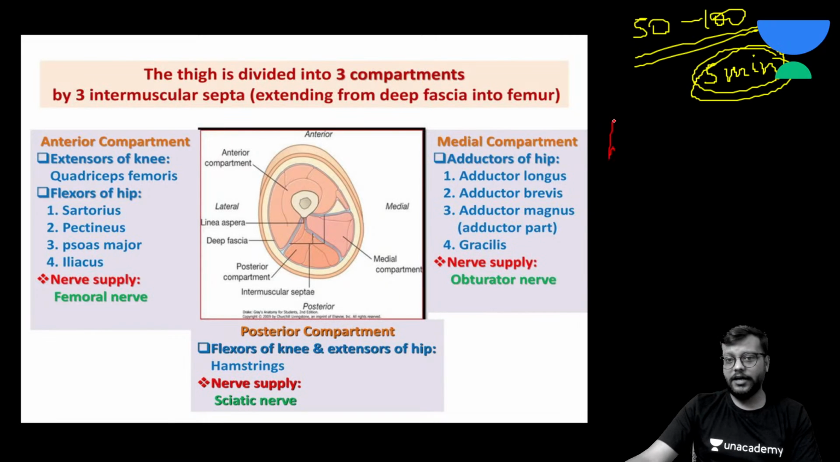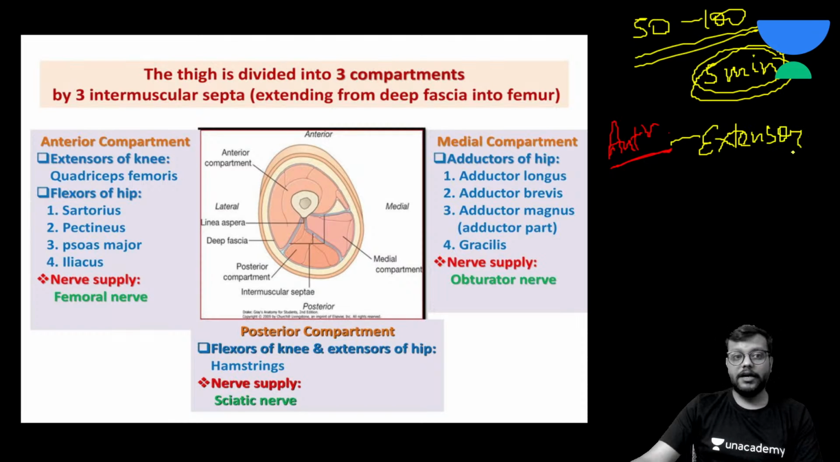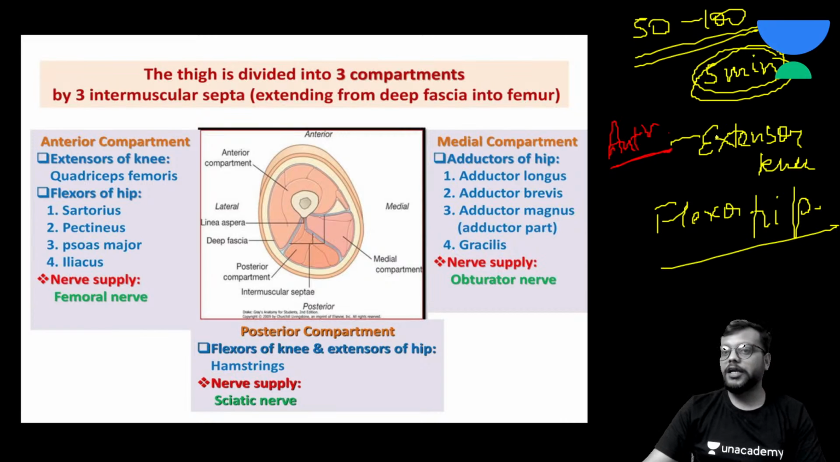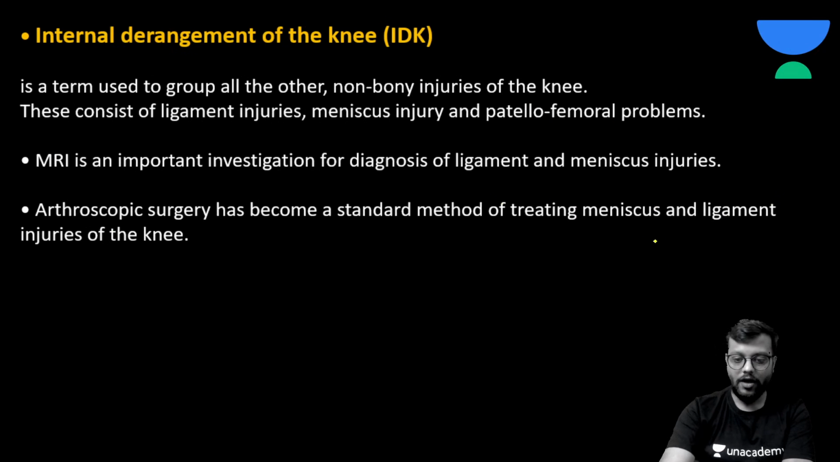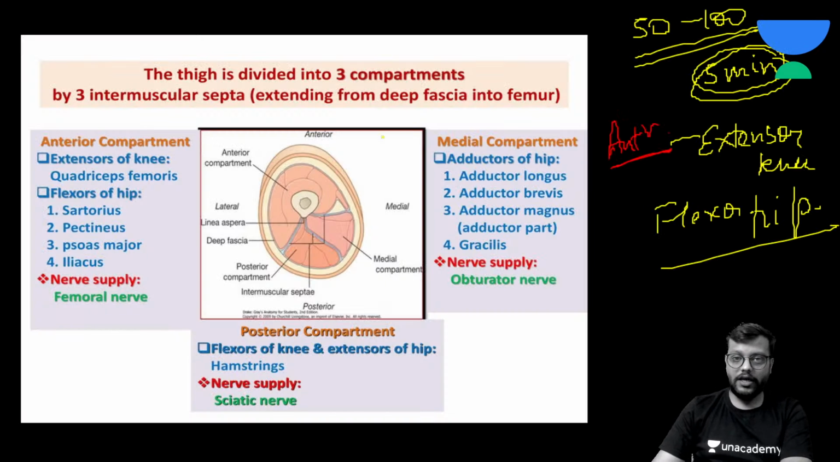So remember, first we will come to the anterior compartment. In the upper limb, the anterior compartment was the flexor compartment. Here the anterior compartment is the extensor compartment, extensor for the knee and flexor for the hip, okay. So the extensors for the knee, as we have read, are the quadriceps femoris, and the hip flexors in the anterior compartment are the sartorius, pectineus, psoas major and the iliacus, and it is supplied by the femoral nerve, okay.